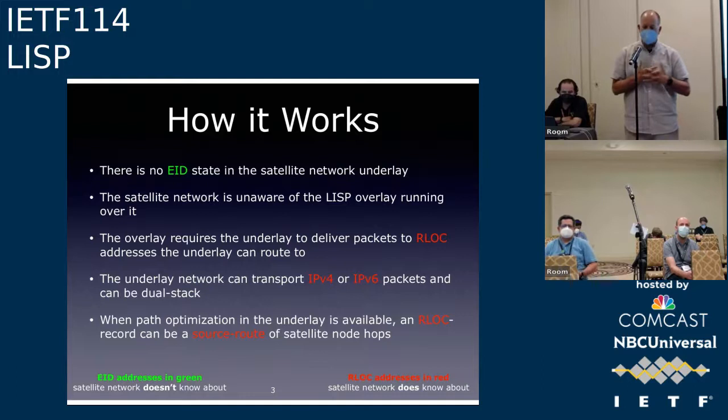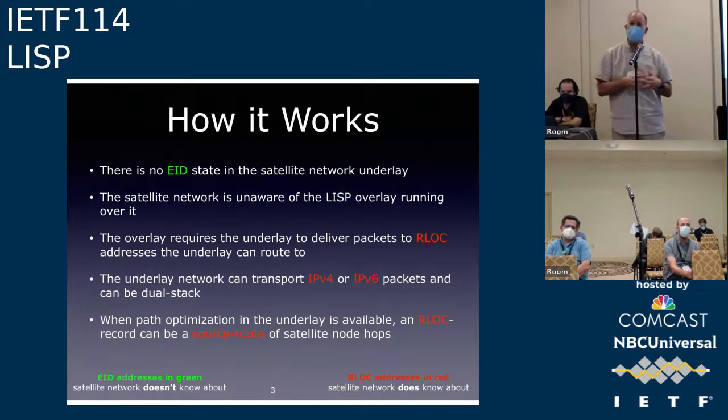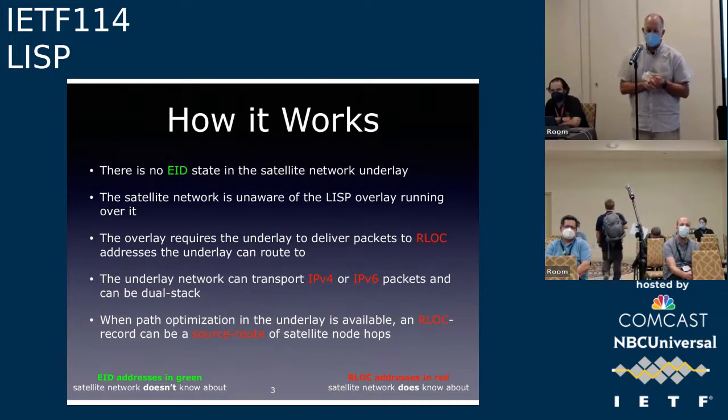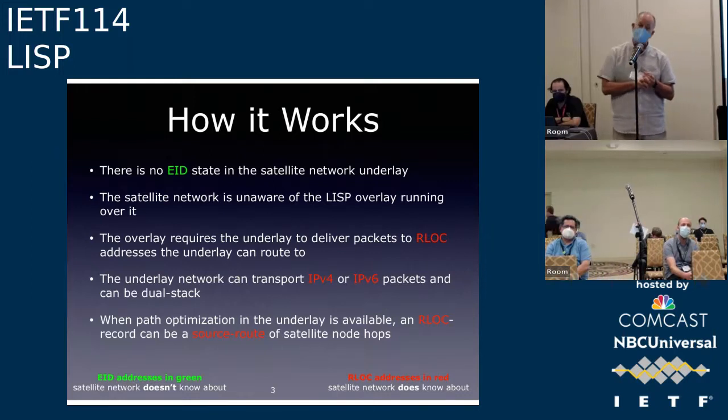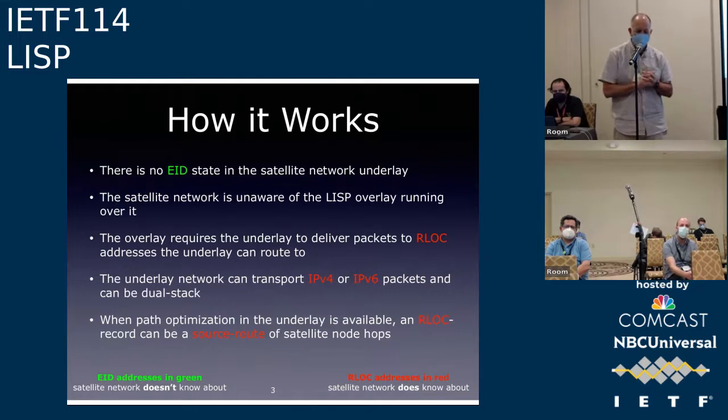The underlay network can transport IPv4 and IPv6 packets and can be dual stack, just like it can on the terrestrial network. Okay. And when path optimization is available in the underlay, just like on the capital I internet now, if you're running segment routing and you want the XTR to influence the path of the underlay, it could prepend source routes or segment routes in the packet. This would be the same in the satellite network as well if we wanted to use any kind of source routing, be it relative to the satellite network or using IETF mechanisms. Next.